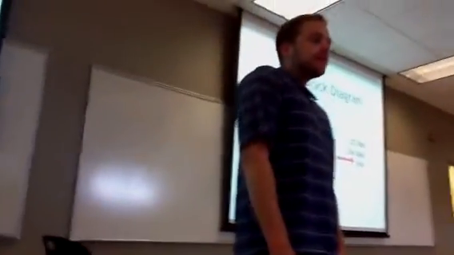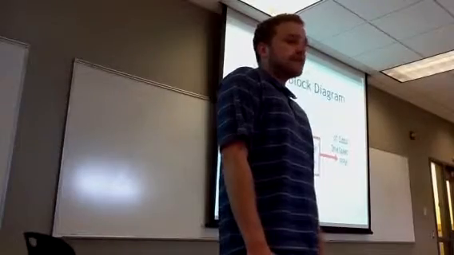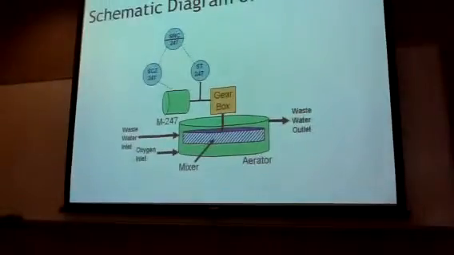Here's our block diagram where the input is motor power in percent and the output is drive speed in RPM. Here's the schematic diagram of the system. We control the power to the motor, which leads into the gearbox that has a 100-to-1 ratio and then goes to the aerator.